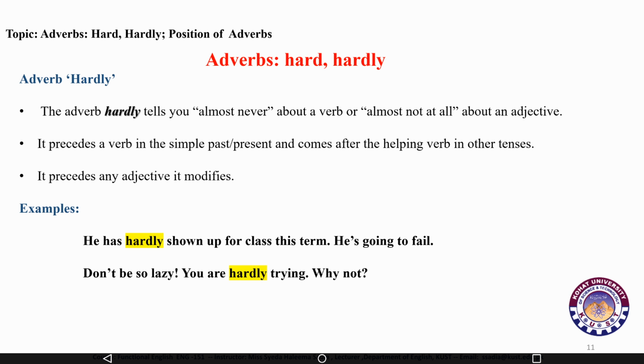Here, the focus is almost never or almost not at all. Don't be so lazy, you're hardly trying. It means that you are almost not trying. And here, he has hardly shown up for the class this term, like he has barely been there in the class. So the meaning here is almost never or almost not at all.